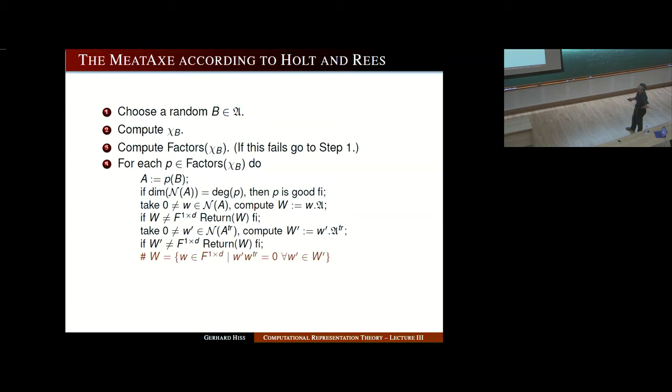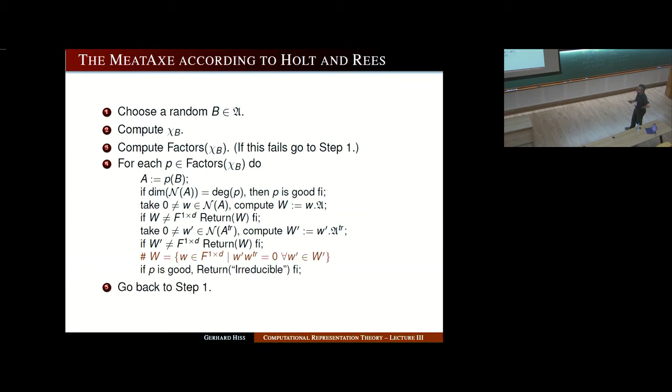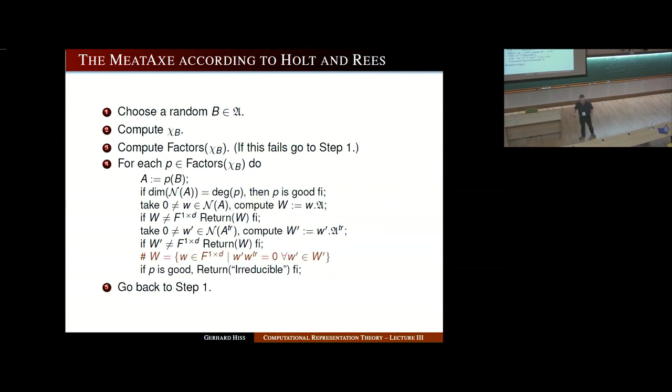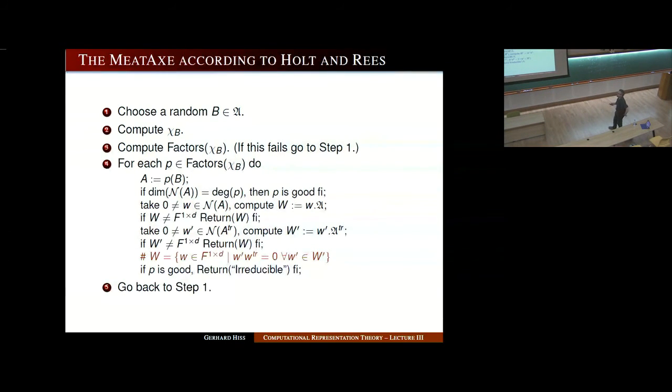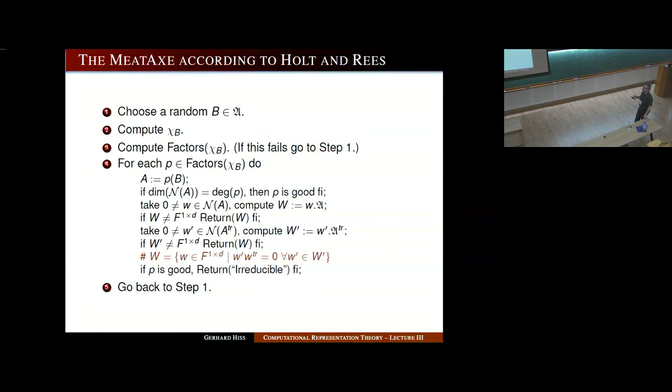But if this fails, so if this spins up to the whole space, then look at the transposed situation and again compute the spin up of this vector. If it's a proper subspace, you get an invariant subspace for the original algebra by looking at this W. So you just take all vectors such that W prime, W transpose is 0 for all W prime in this invariant subspace for the transposed situation. If P is good, and in both cases you spin up the whole space, the representation is irreducible. Okay? Well, and then go back to step 1 until you are fed up with it. But this works very well, and this is the MEATAXE that is implemented in Ringe and I think also in GAP.